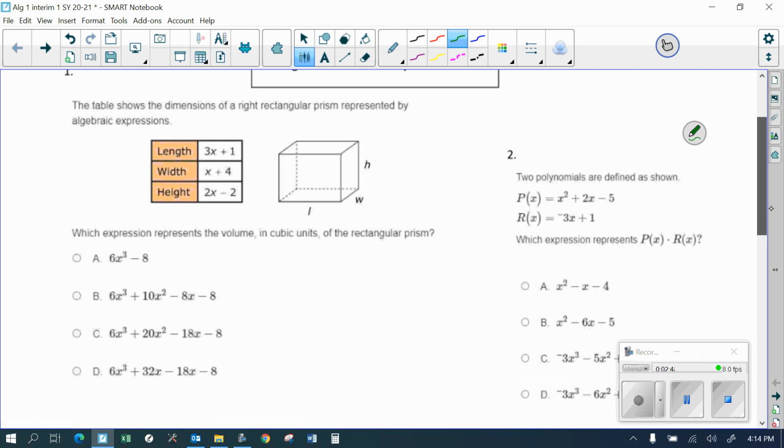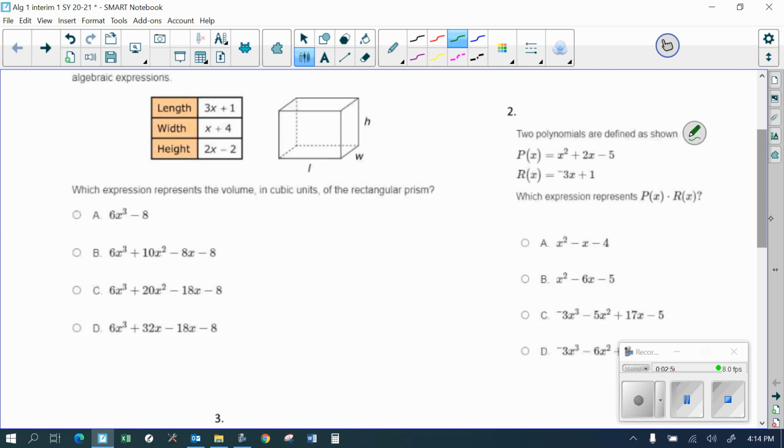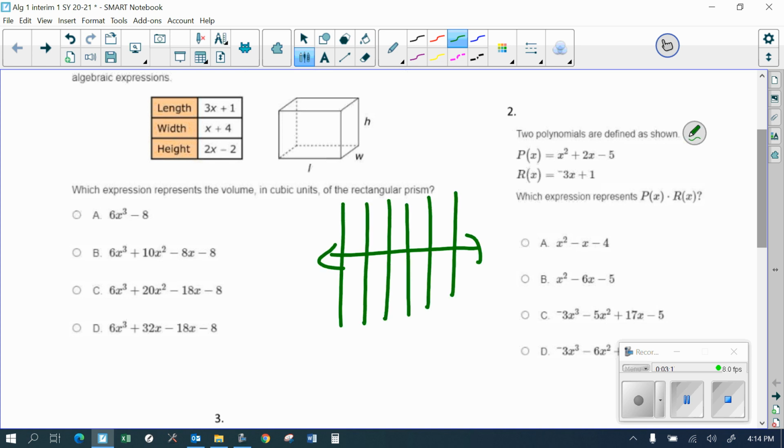Number 2, two binomials are defined as shown. Remember, this is just function notation. It's really no different than saying y, except a function must pass the vertical line test when you graph it. So therefore, it can't be a vertical line at all because that would fail the vertical line test because it crosses all the time. And the vertical line test says if I have an equation, I have some graph, if I draw any vertical line through it, it's only going to touch one time. That's the vertical line test.